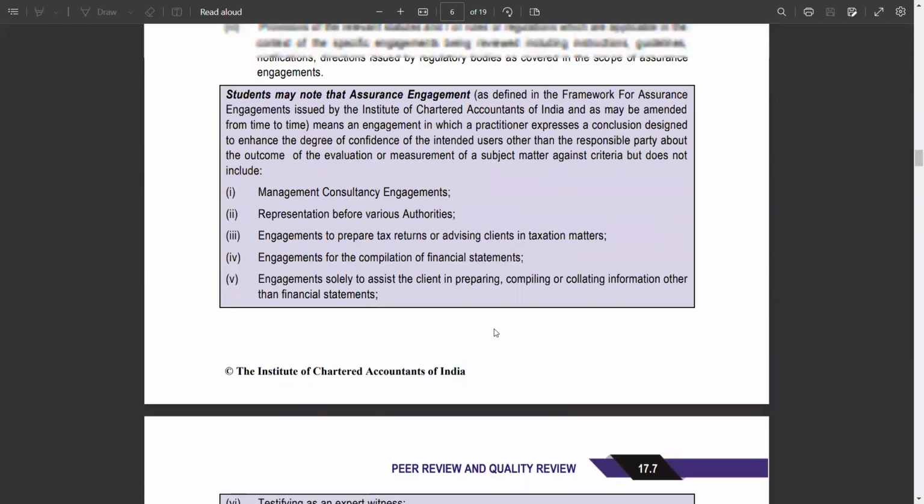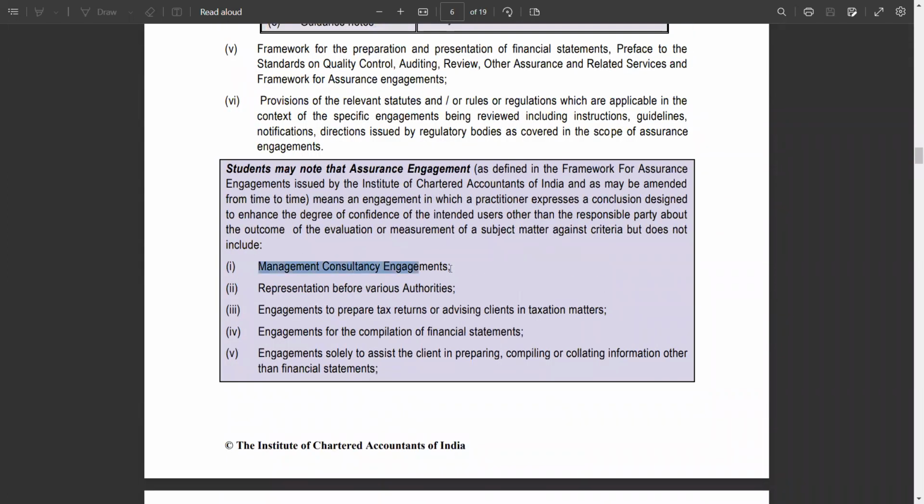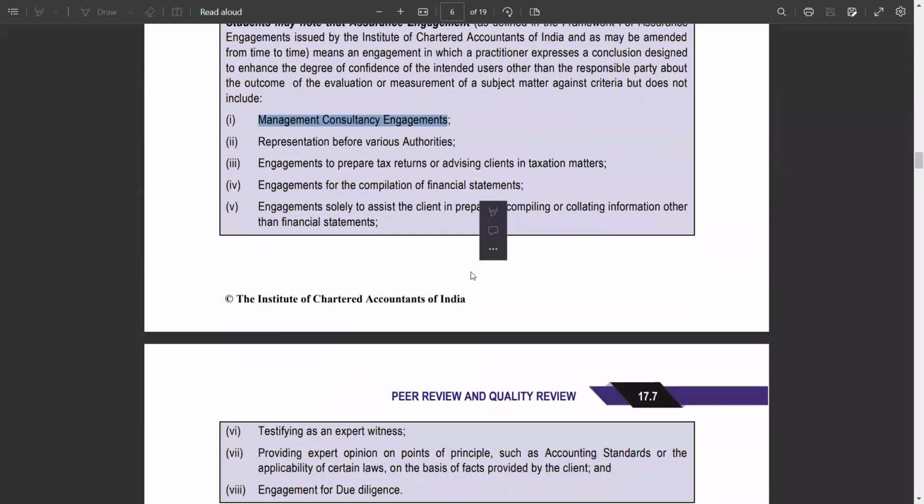So the one point which is different is management consultancy engagements, the MCE services. These are not assurance services. The second one comes to representations made from taxation authorities, engagements to private tax returns, or providing advice on taxation matters. These are points covered through tax. Then we have financial statements. So preparation and compilation of financial statements, then preparation, compilation, or collation of information other than the financial statements.